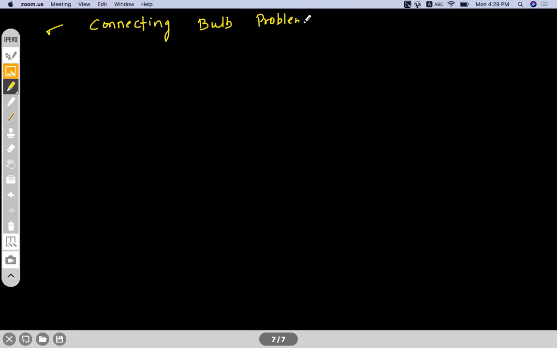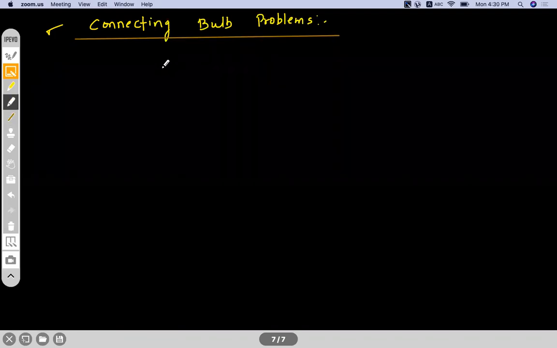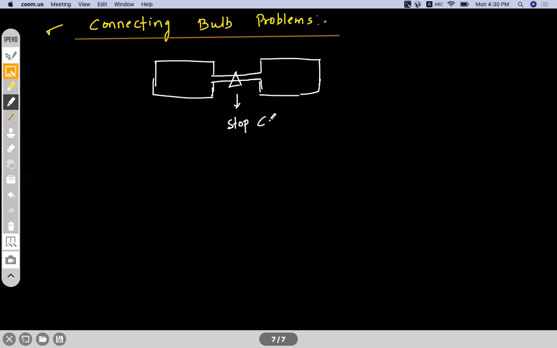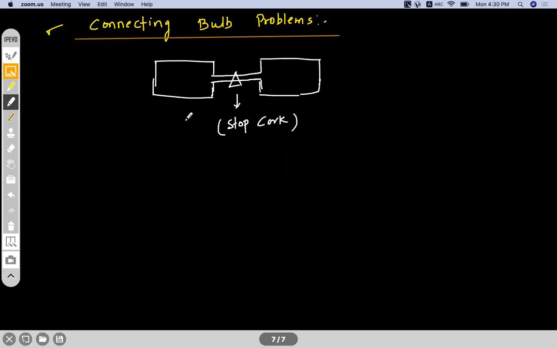Bulb in the sense we are having vessels, right? There are two vessels that are connected. Suppose we have two vessels containing gases, and these two vessels are connected by a tube. And there's a stopcock here. The purpose of this is that it prevents the mixing of the gases in the two vessels. That is why we use it. The stopcock prevents the mixing of gases.